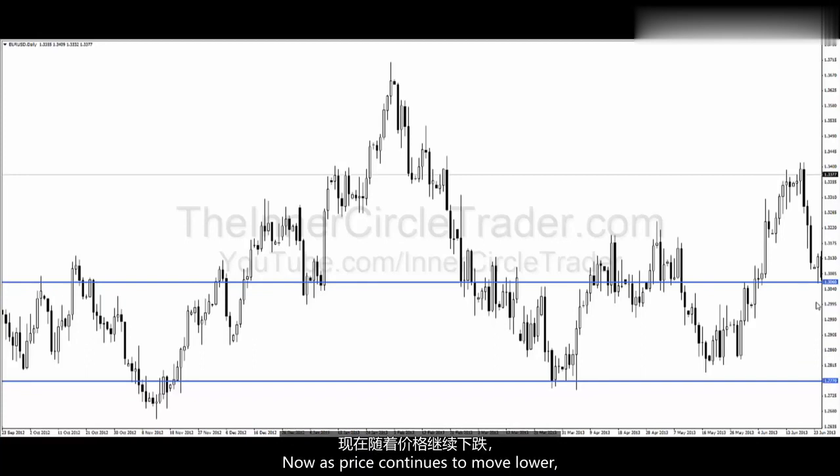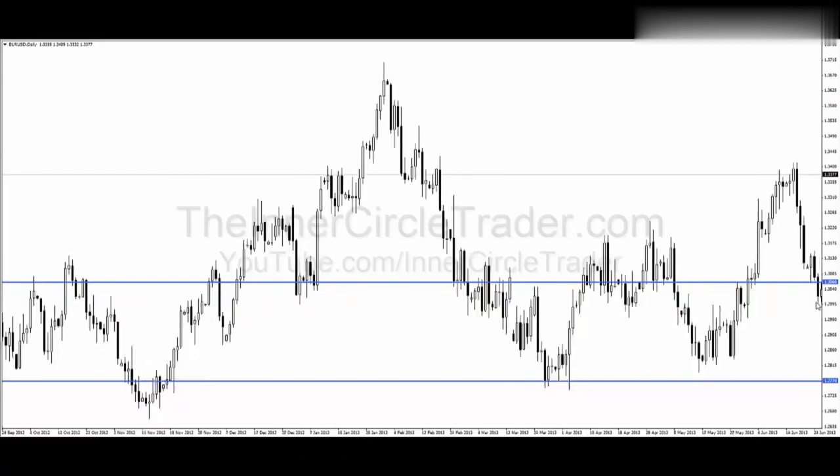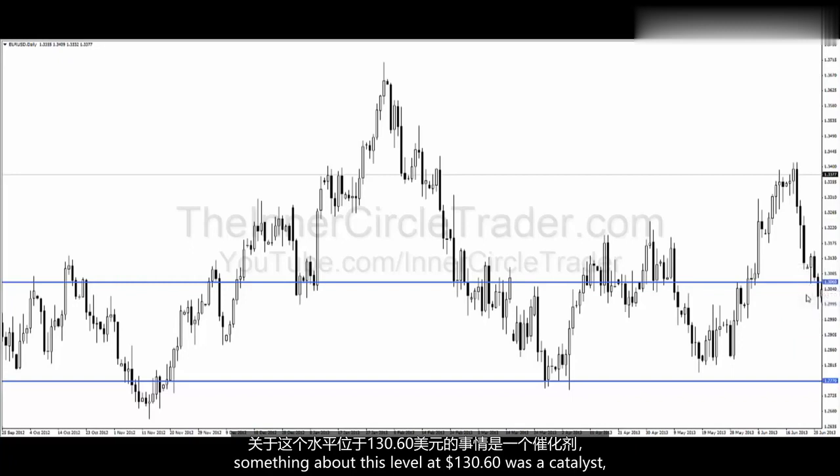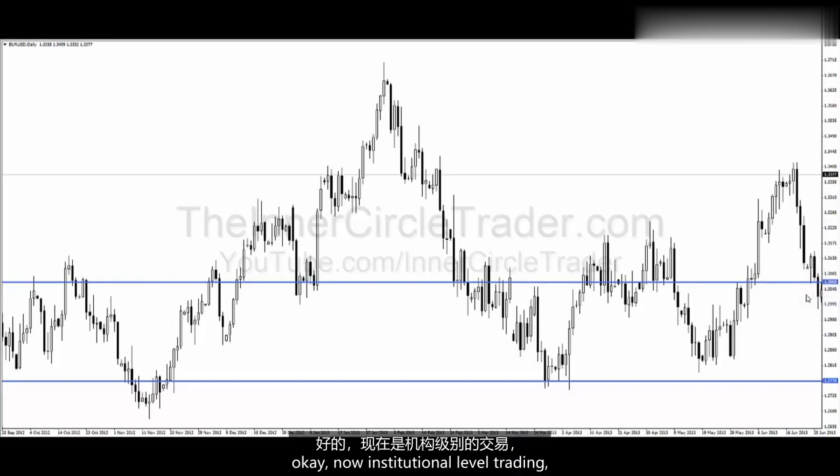Now, as price continues to move lower, this same bullish candle, when we cause this bounce in here, something about this level at 130.60 was a catalyst. Now institutional level trading, again, revolves around round numbers.